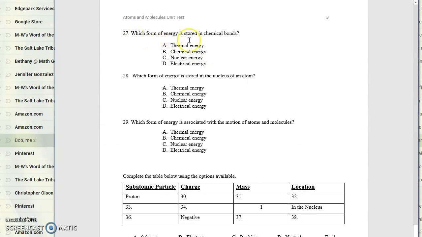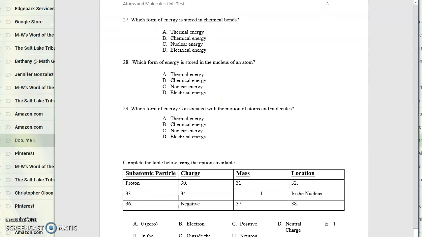27. Which form of energy is stored in chemical bonds? A, thermal energy, B, chemical energy, C, nuclear energy, or D, electrical energy. 28. Which form of energy is stored in the nucleus of an atom? A, thermal energy, B, chemical energy, C, nuclear energy, or D, electrical energy.